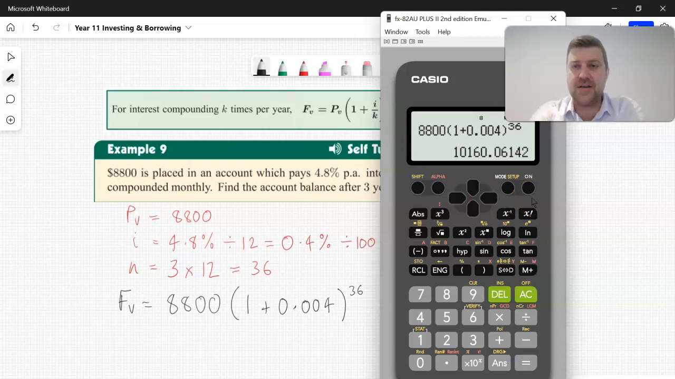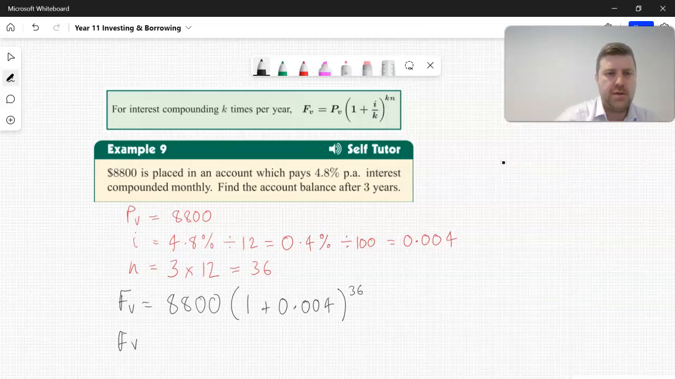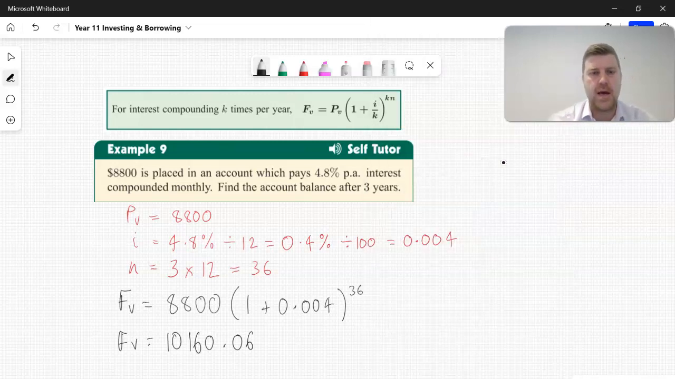So it should be $10,160. And because we're talking about money, we'll round to the nearest cent, so 6 cents. So the future value will be $10,160.06. Let me just make sure that was right. Yep. So there you have it, guys.